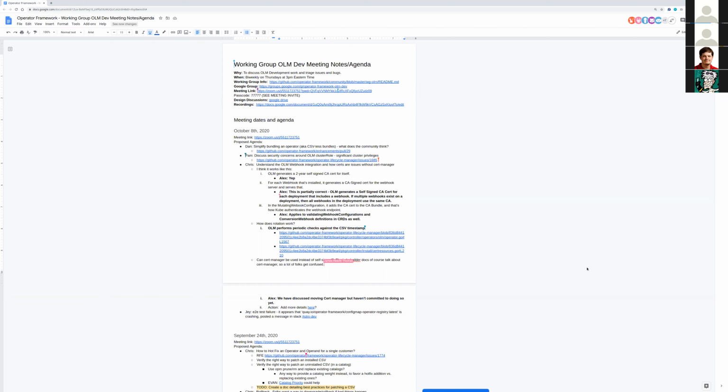Thank you for attending. On today's agenda, we're going to talk about the simplification of building an operator, aka the CSV-less bundles, and collect some feedback from the community. This is going to be led by Dan Solver. We have a comment by Pam who wants to discuss some of the security concerns around OLM's cluster role and the significant cluster privileges that go along with it. We're going to do a quick dive into some of the OLM webhook integration and how certs are managed without the cert manager operator. And Jay wants to discuss a failing E2E test. So I'm going to hand the meeting over to Dan if he's here.